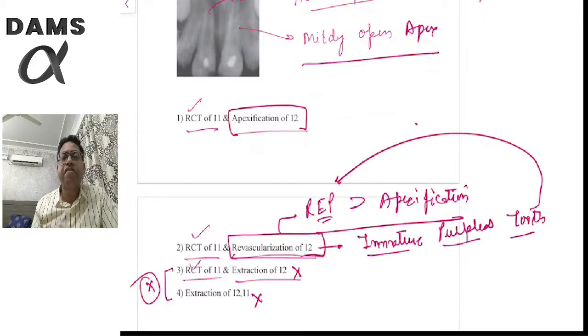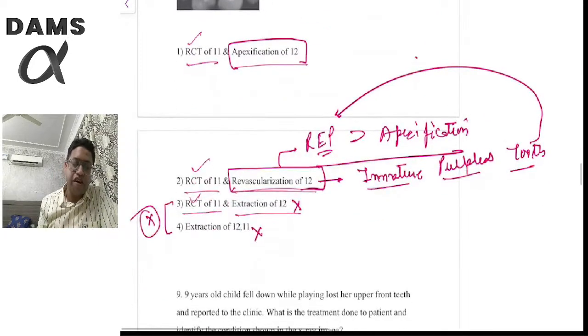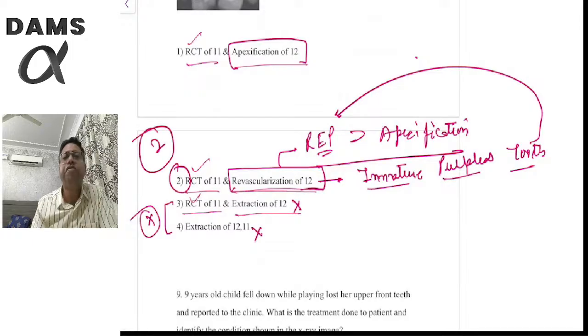Why? Because apexification is definitely a feasible option, but it would simply form a calcific barrier. It would not induce any root elongation. It would not induce any constriction of the apical 1/3, and it would not induce any increase in thickness of the walls of the pulp. All these factors would favorably be found with regenerative endodontic procedures. So they are better and more clinically acceptable treatment options whenever feasible. So we would stick to answer number 2 for the above question.